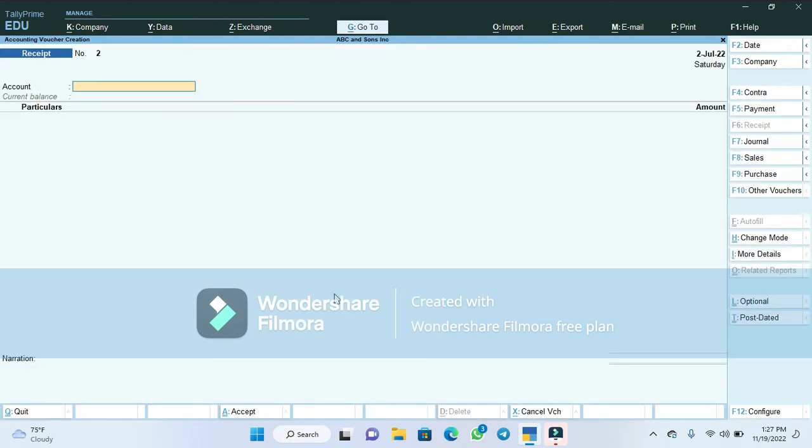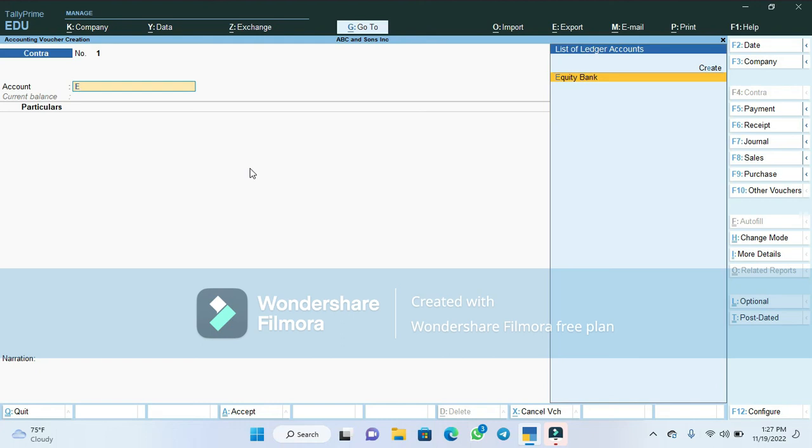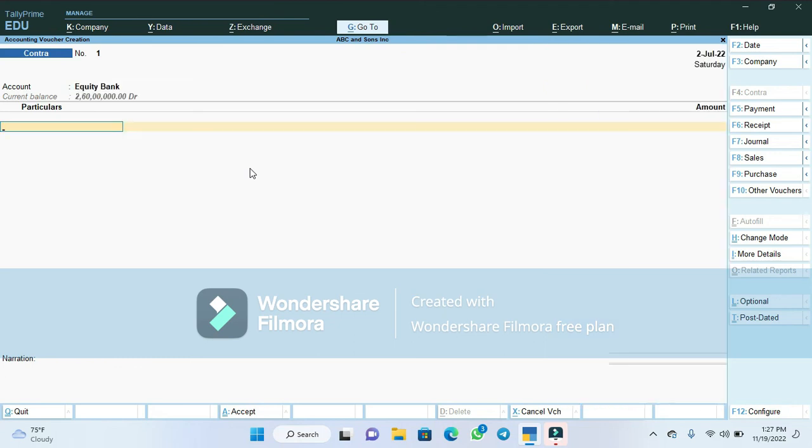So we come to vouchers and then we select contra, the F4 contra. Then we shall select which account is receiving, maybe equity, maybe Standard Chartered. So let's say equity, and then we are receiving from cash. Another cash we have 1,600,000 and we have 161,500. So we shall do that 161,500.